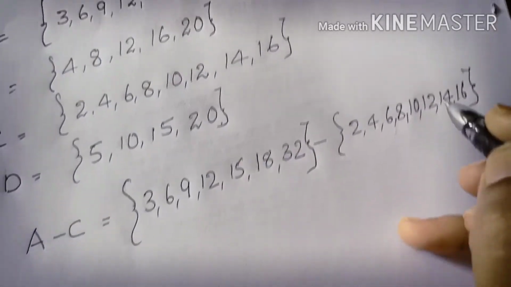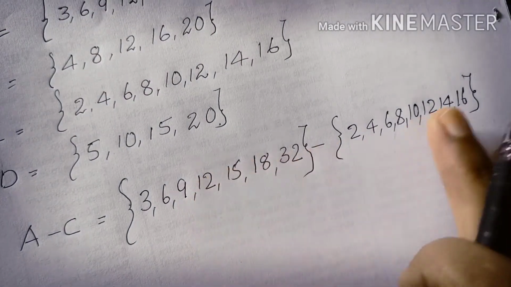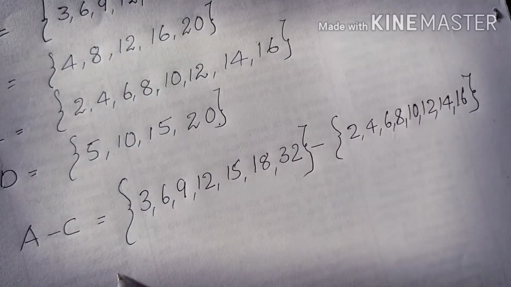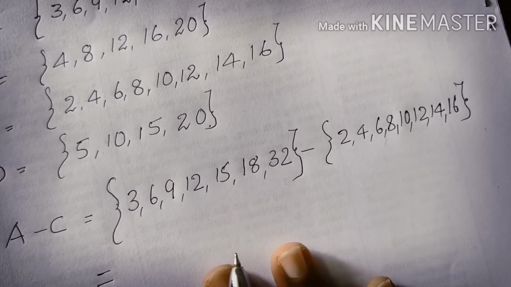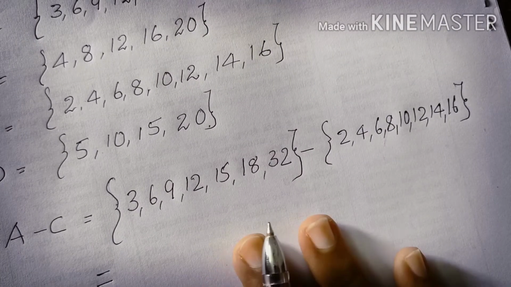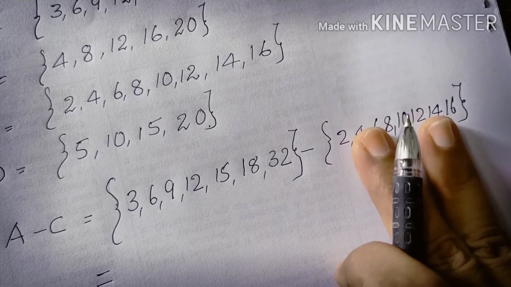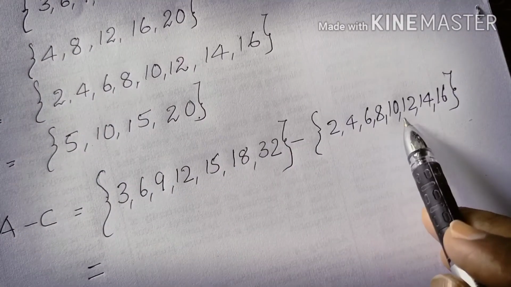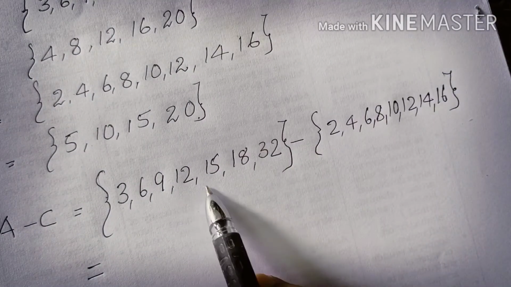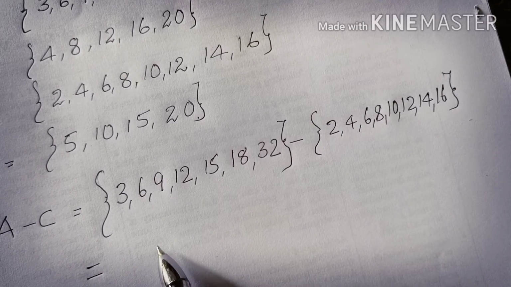Okay, now we want to find out A minus C. This is A and this is C. So what is A minus C? What we have discussed? We have to remove all the common elements that are present in C from A. That means if any element of C is present in A, strike off that and enter the remaining elements.